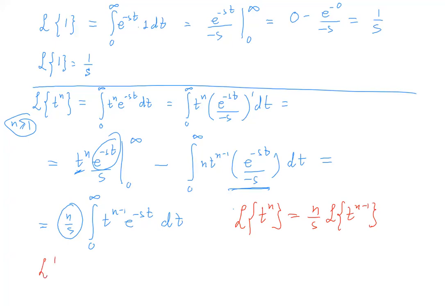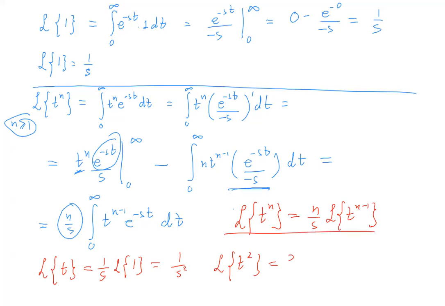You will see that L of t, according to the formula that I just gave you, is going to be 1/s times L of 1. But we said that L of 1 is 1/s, so this will be 1/s squared. So L of t is 1/s squared. Let's find L of t squared. According to this formula, it's going to be 2/s times L of t. And L of t is 1/s squared, so this is going to be 2/s cubed, right?